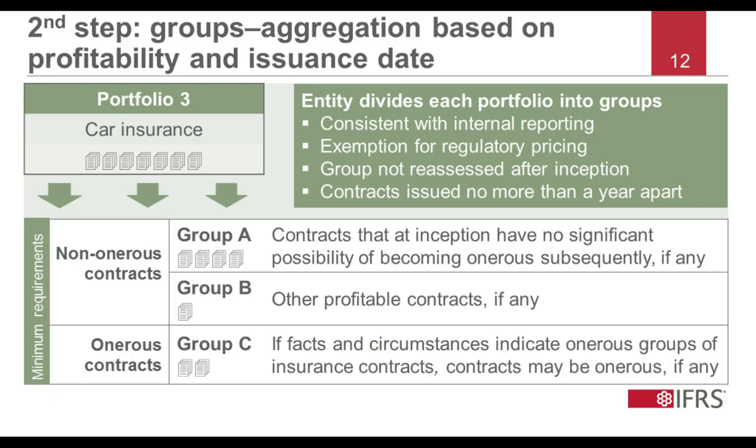After grouping contracts based on profitability, the entity should separate contracts issued more than a year apart. The entity does not need to follow its annual reporting period in determining the grouping. For example, if the entity year end is end of 2017, a group could include contracts issued from the beginning of March 2017 to the end of February 2018. It is important to remember here that after initial recognition, grouping of contracts cannot be reassessed.